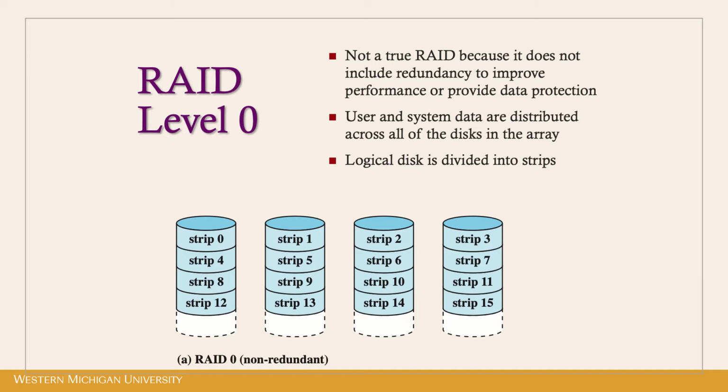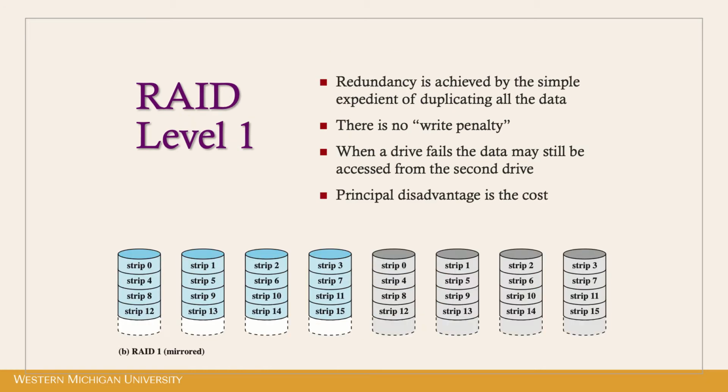With RAID level 1, we achieve some redundancy, but we're just going to duplicate all the data. There's no write penalty. When we write something to a RAID 1, let's say we have 2 physical disks and we put them together into a RAID 1 array, basically, when we write something, we just write it to both disks at the same time. So when one drive fails, we've still got the data on the other one, and then we can rebuild the RAID, and off we go.